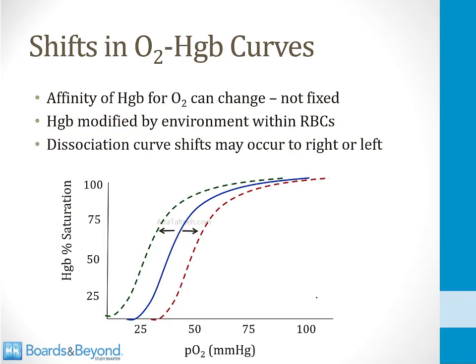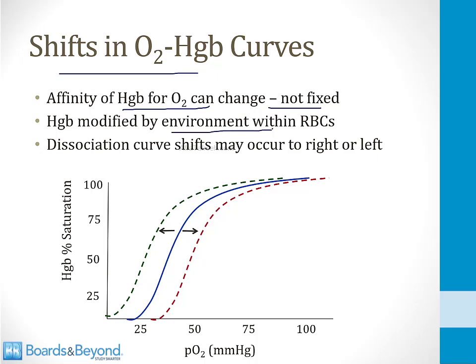So in our body, if you look at all the hemoglobin, you will find some in the taut form and some in the relaxed form. But the relative percentages of the taut and relaxed form can change by certain environmental conditions. And when this happens, it shifts the oxygen-hemoglobin dissociation curve. And this is a very important concept of pulmonary physiology. So the idea here is that the affinity of hemoglobin for oxygen can change. It's not fixed. Hemoglobin molecules are modified by the environment within the red cells.